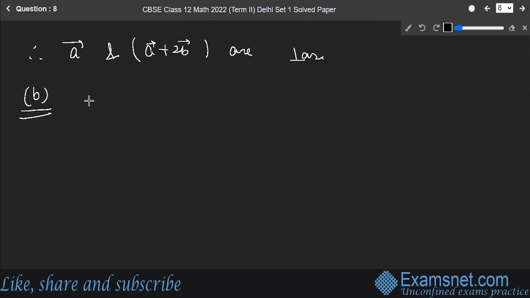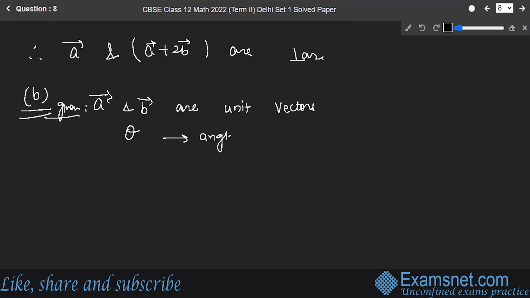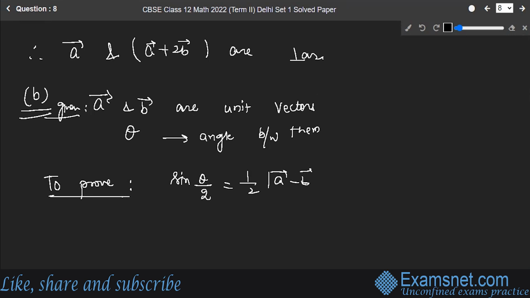Here's the B part. So now you are given A vector and B are unit vectors, and theta is the angle between them. Okay, so now you have to prove sine theta by 2 is equal to half of this. Okay, let's go with the proof now.